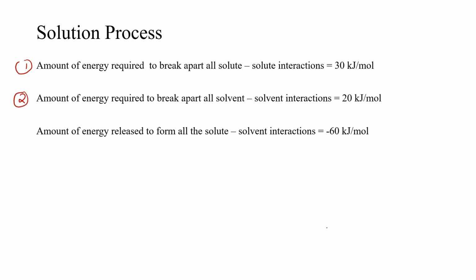And then step number 3, which is exothermic. It's saying that when the solute-solvent interactions are being formed, that amount of energy is being released. So the 60 kilojoules per mole is a negative number because that amount of energy is actually released.